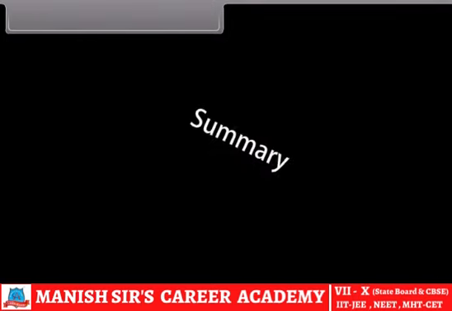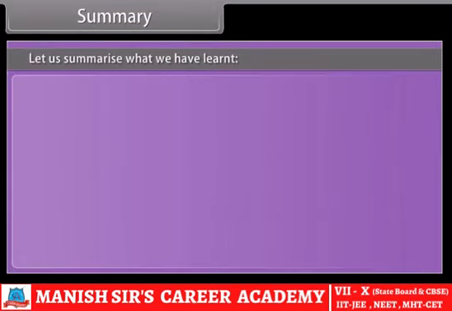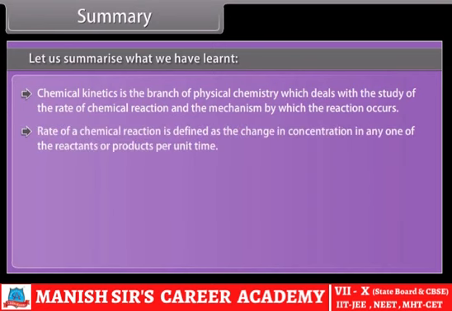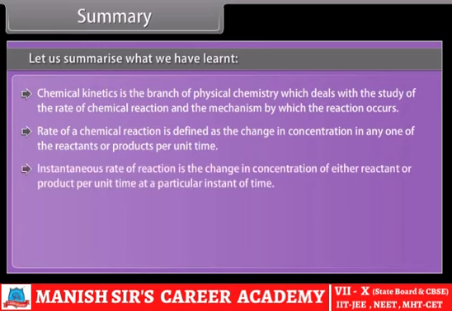Summary. Let us summarize what we have learned. Chemical kinetics is the branch of physical chemistry which deals with the study of the rate of chemical reaction and the mechanism by which the reaction occurs. The rate of a chemical reaction is defined as the change in concentration in any one of the reactants or products per unit time. Instantaneous rate of reaction is the change in concentration of either reactant or product per unit time at a particular instant of time.